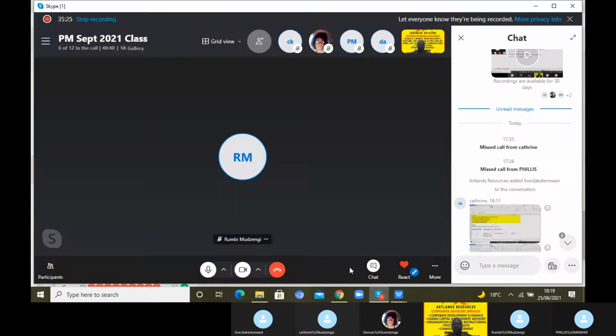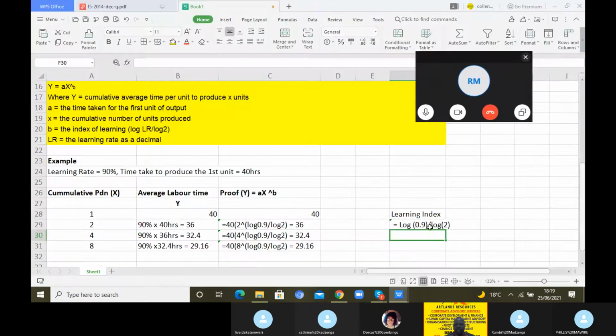So continuing. What was I saying? I asked you to punch log 0.9 over log 2. Can you punch that figure, guys, and tell me the answer? Punch it in your calculator. Log 0.9 over log 2. What do you get? Minus 0.15.